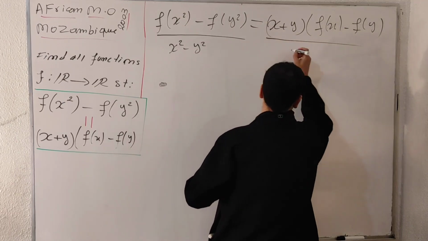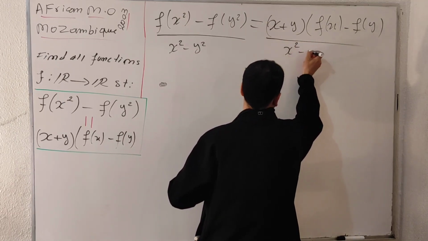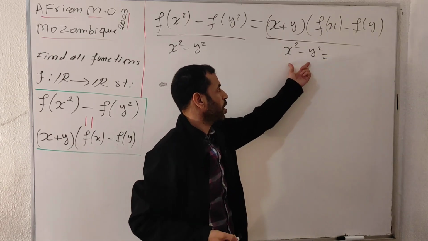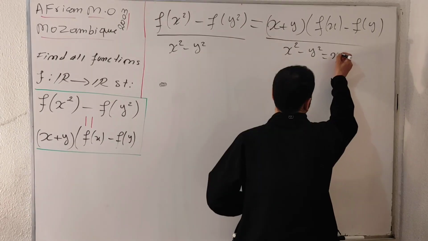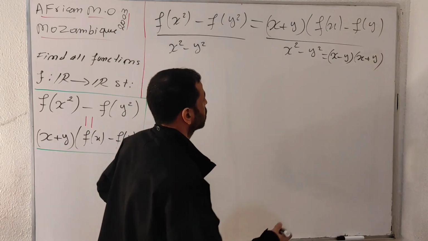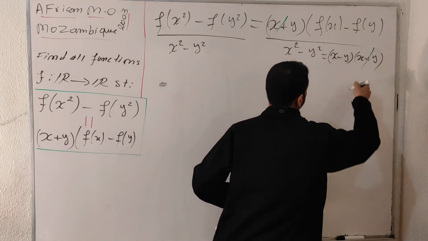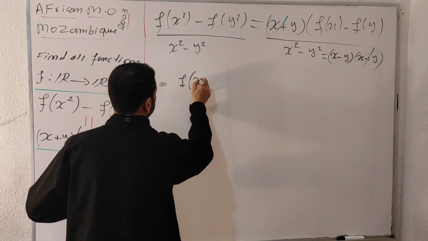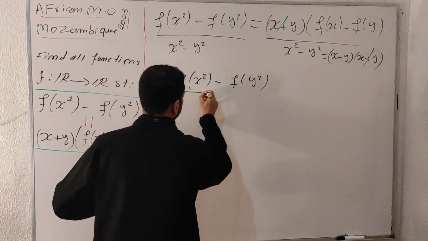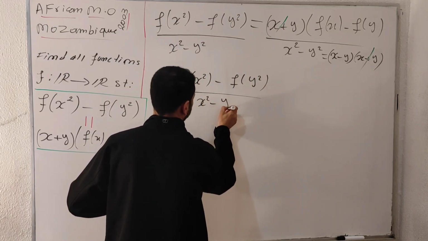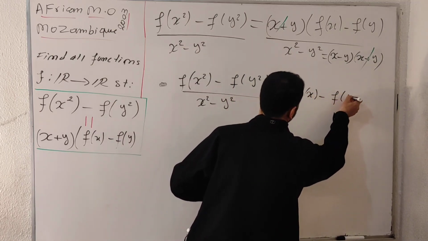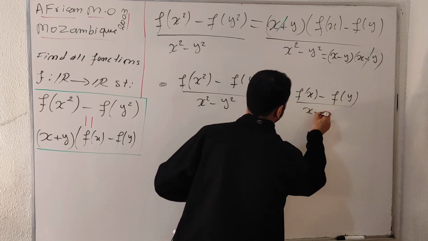For this one, I will have the same thing, x squared minus y squared. If you take a look carefully, I'm going to factor out this difference of two squares, which is x minus y factor x plus y. Now we'll have a nice cancellation here. x plus y will be cancelled out with x plus y. I will have f of x squared minus f of y squared divided by x squared minus y squared equals f of x minus f of y divided by x minus y, like this.